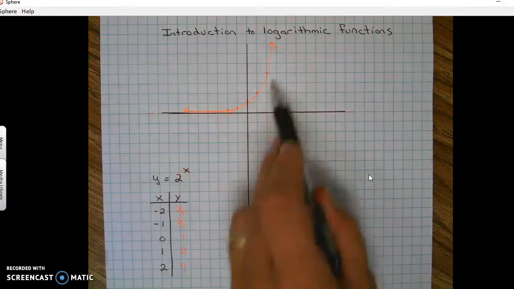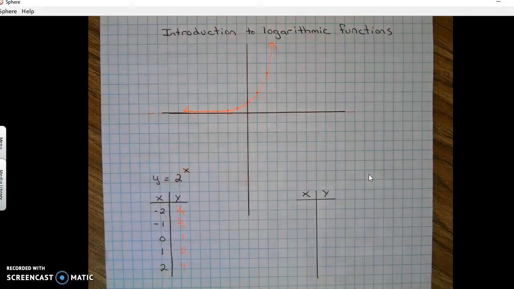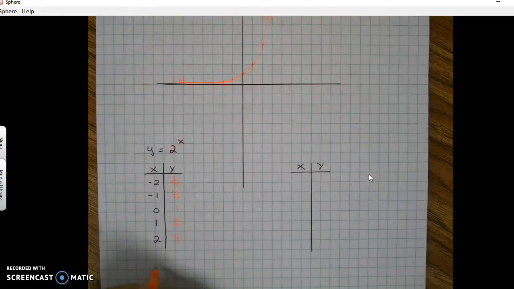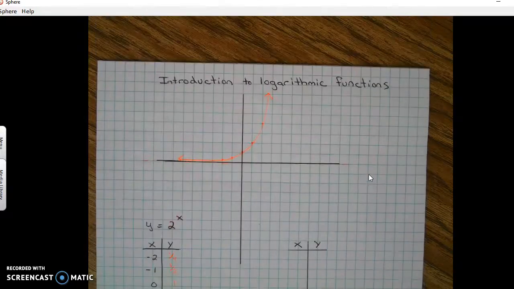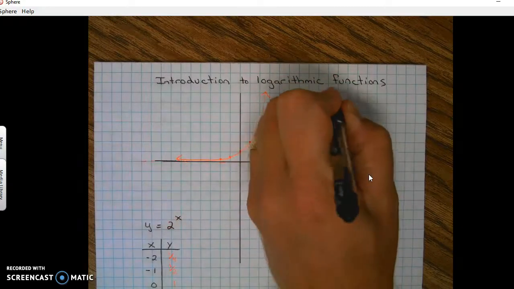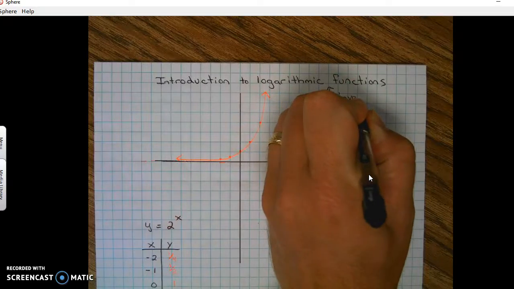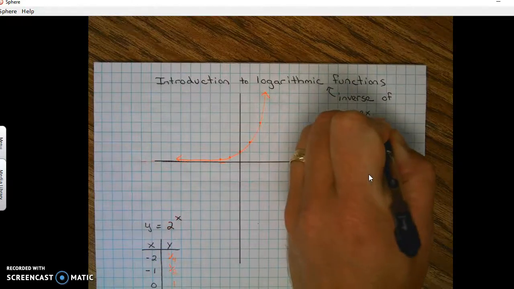And then I went ahead and graphed it, and here's my horizontal asymptote, which I'll put right down here. My horizontal asymptote, y equals 0. I wanted to start off with an exponential function because a logarithmic function is the inverse of an exponential function.